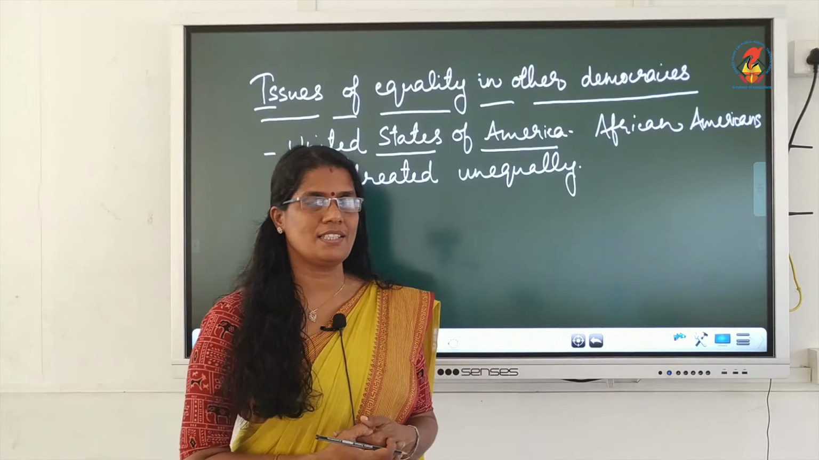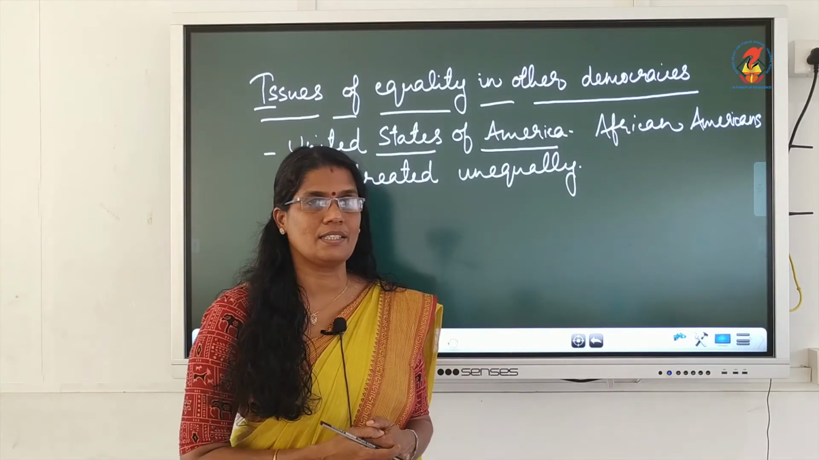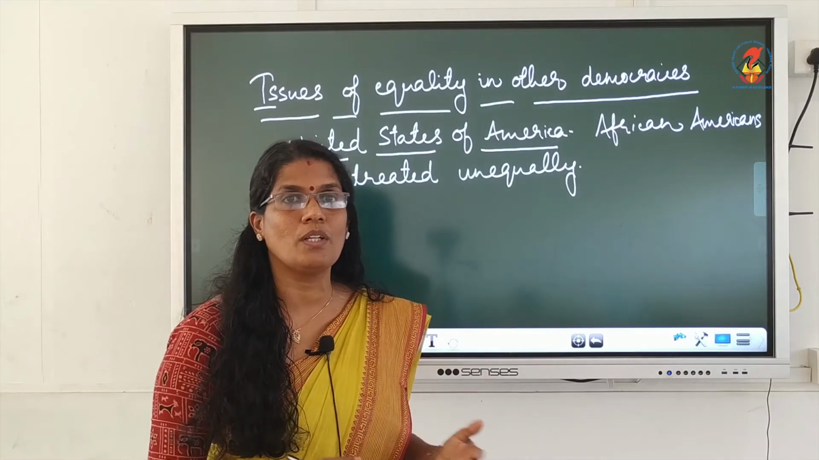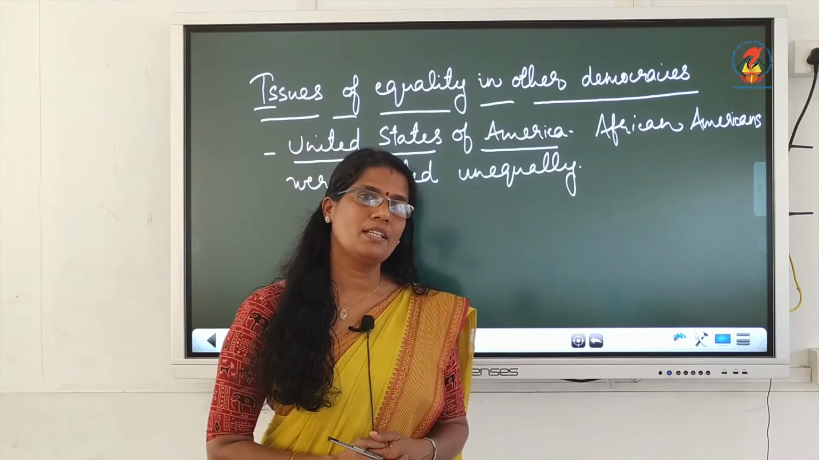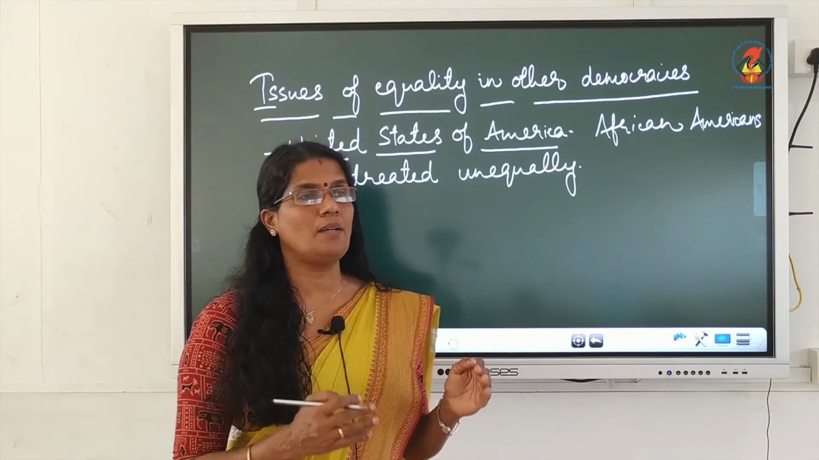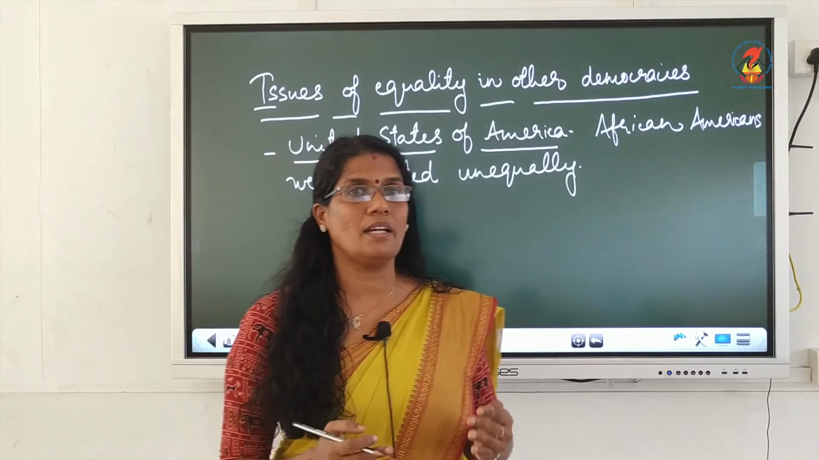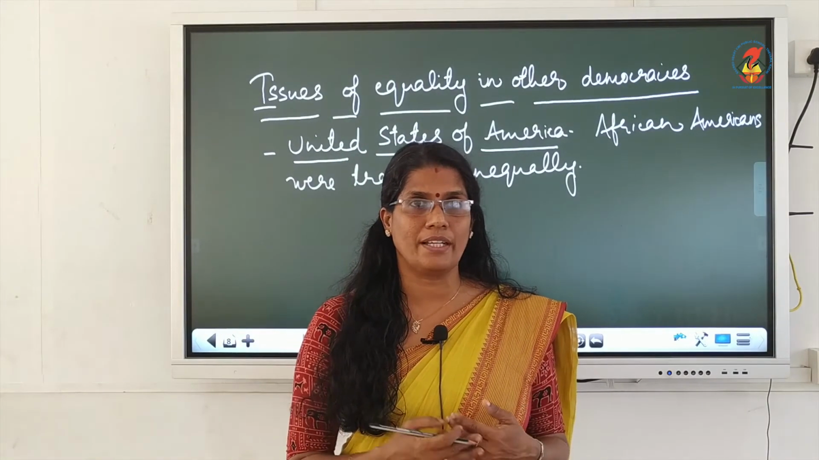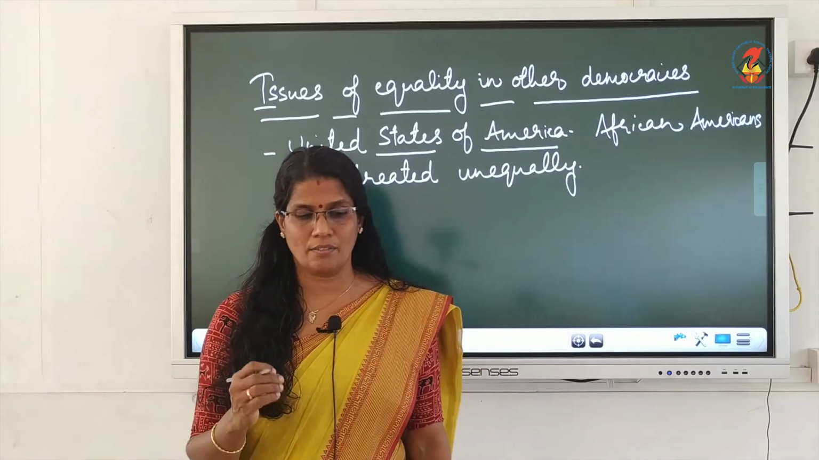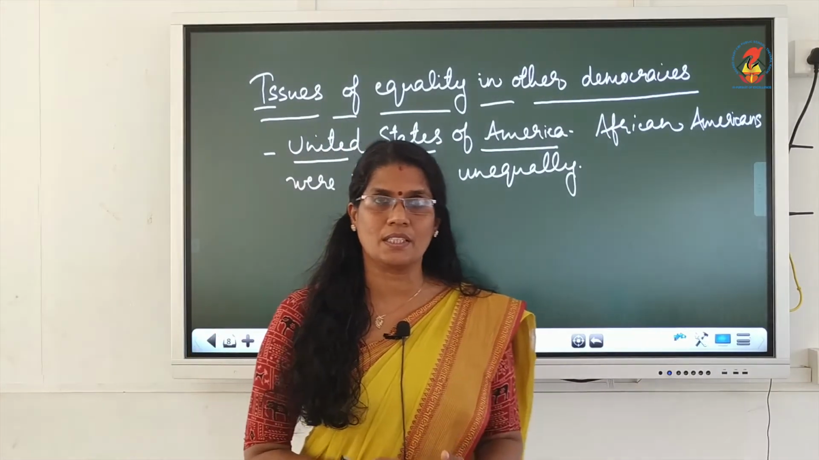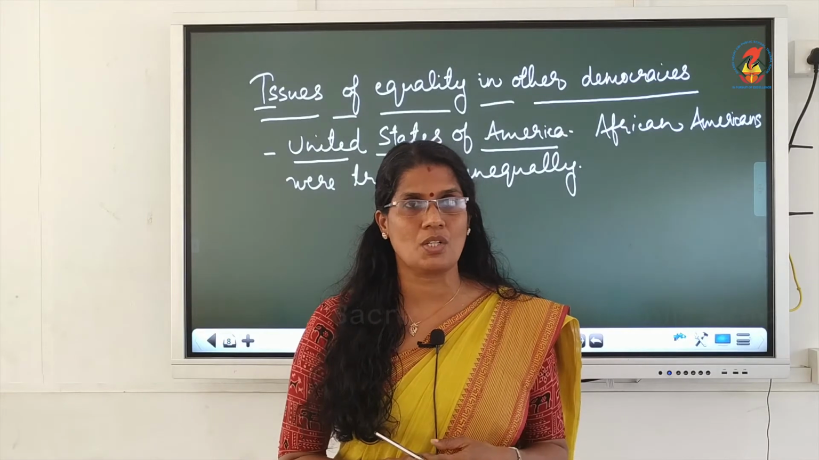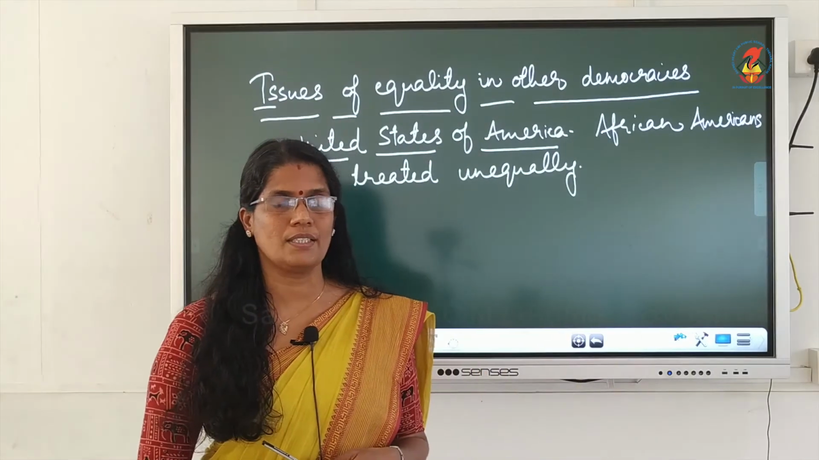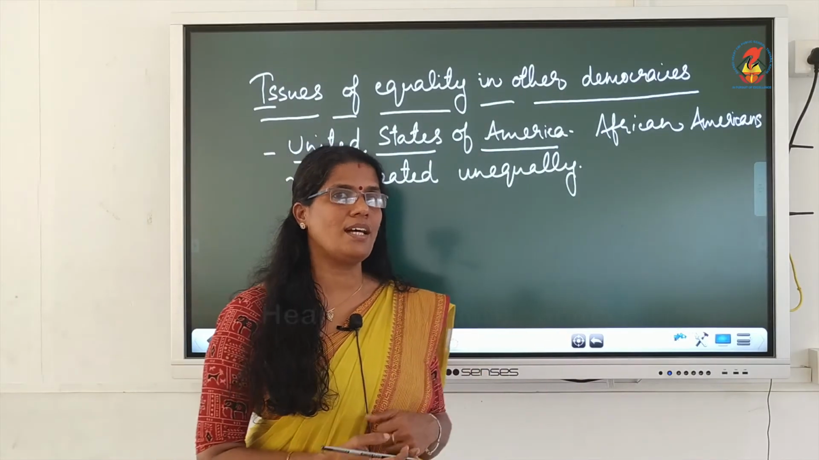Race means skin color, which we studied in class 6, apartheid and all, how people were discriminated against on the basis of their skin color. So African Americans were saying that this inequality still exists there, even after the civil rights movement and the Civil Rights Act passed in 1964, there is still discrimination on the basis of race. For India, it was on the basis of caste and religion.